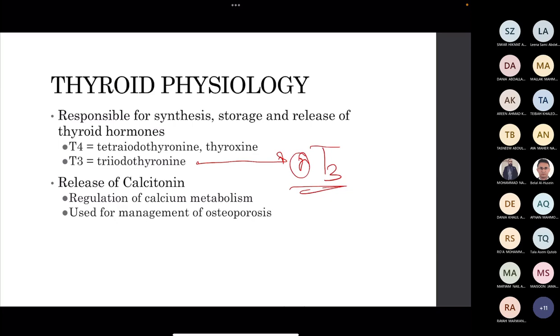And as we said, clear cells or C cells produce calcitonin, and it is important for calcium homeostasis. A good source for calcitonin is salmon. So a common formulation of calcitonin is salmon calcitonin. It's used for osteoporosis.